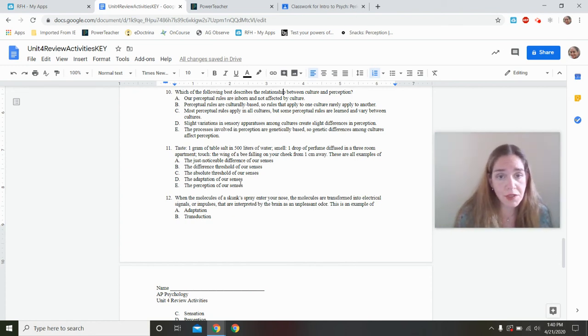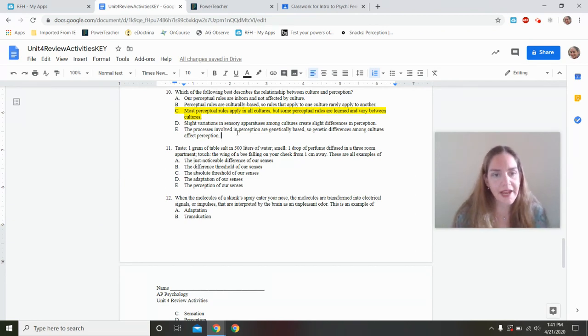Most perceptual rules apply in all cultures, but some perceptual rules are learned and vary between cultures. Slight variations in sensory apparatuses among cultures create slight differences in perception. No, it's not like if I were born in Australia, I have different ears or something. The processes involved in perception are genetically based, so genetic differences among cultures affect perception. Nope, culture is really a construct. It's not going to be genetically based.